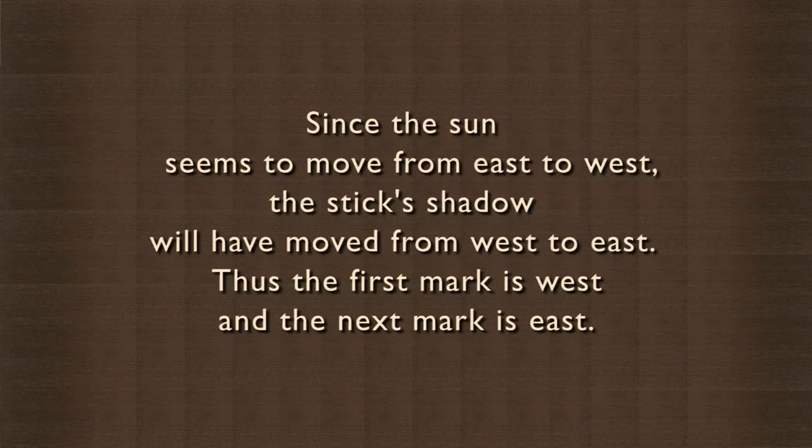Since the sun seems to move from east to west, the stick's shadow will have moved from west to east. Thus, the first mark is west and the next mark is east. So now you know how to find the directions even without a compass.